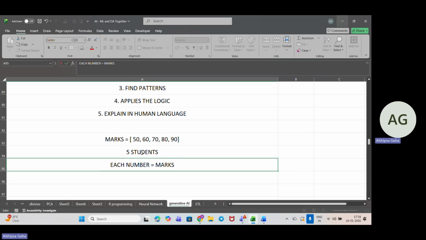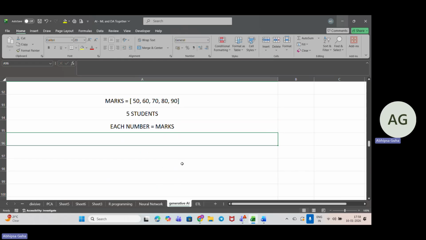Okay, coming down with the coding section. First we have the real code. We will be using Python because ChatGPT understands Python the best. So what will it be doing in the first case? In the first case, it will be just importing the library.